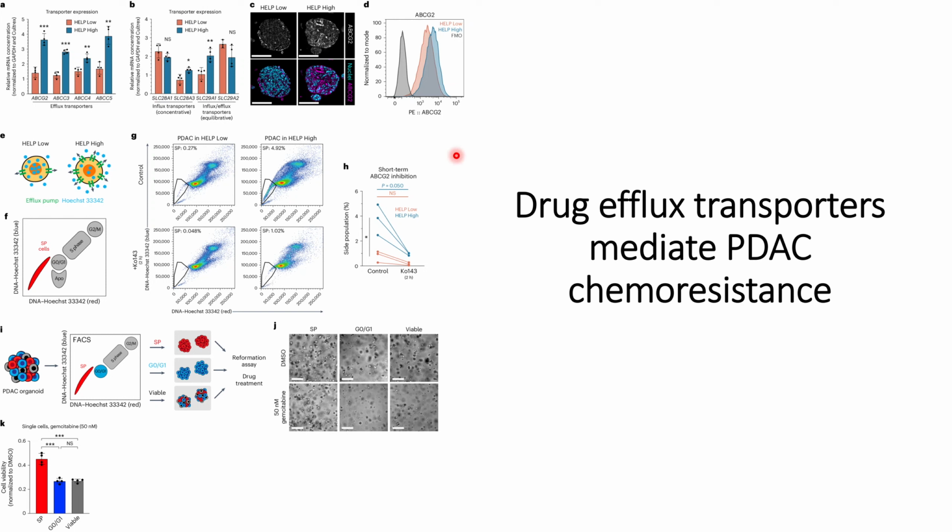In this video, we will discuss drug efflux transporters that mediate PDAC chemoresistance. In the previous video, we discussed that when pancreatic cancer organoids or single cells are kept in the high HELP matrix, they generate more chemoresistance against drugs compared to pancreatic cancer cells in organoid or single cell forms kept in the low HELP matrices.